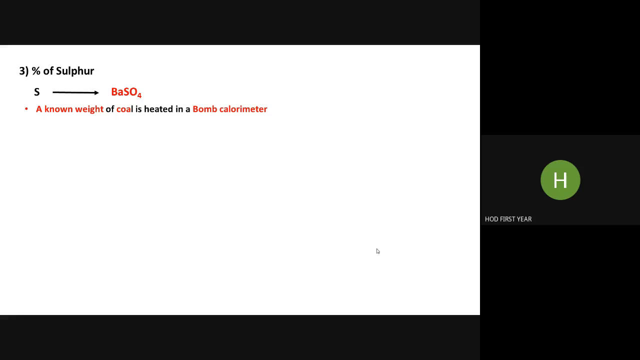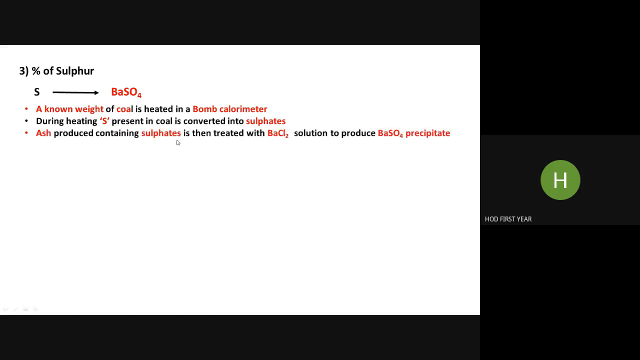Similarly, sulfur will undergo combustion, and it will oxidize. So during heating, sulfur present in coal is converted to sulfate. SO4, you know well. Now, during the experiment, vapors are produced, and finally ash is produced after complete burning of coal. So the sulfates go into ash, not into vapors. Okay, because there are CO2 vapors, H2O vapors, but sulfate goes into ash.